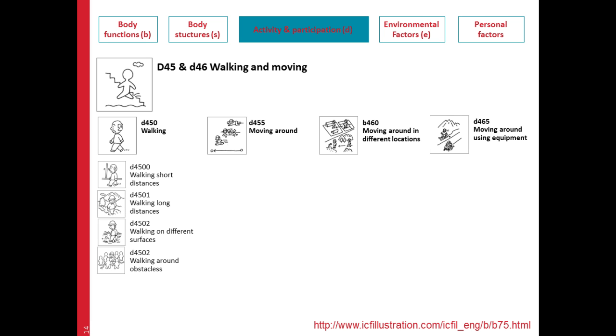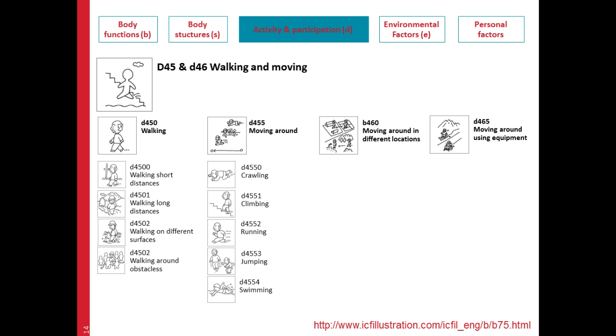Within walking and moving, we have distinctions between walking short distances and walking long distances, walking on different surfaces, and walking around obstacles. Moving around reminds us that there's a range of different ways of moving around beyond simply walking. Of course, climbing and running are probably the most relevant to us. It's also important to bear in mind that moving around occurs in different locations, within the home, in buildings outside the home, and outside buildings. Moving around using other equipment isn't further subdivided.